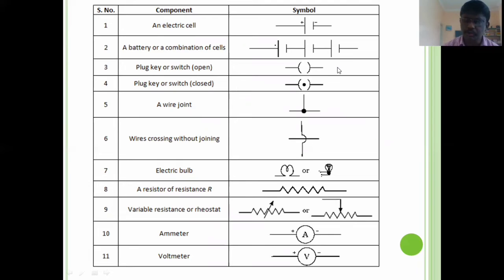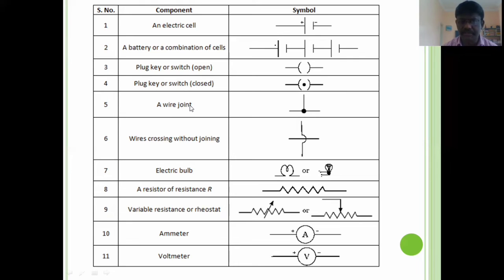When no current would flow in the circuit, it is known as open switch or what? Plug key opened. In such cases, here the only difference is between this and this, no dot. This symbol indicates plug key or switch open. Plug key or switch closed means now the current flows through the circuit when switch is closed.